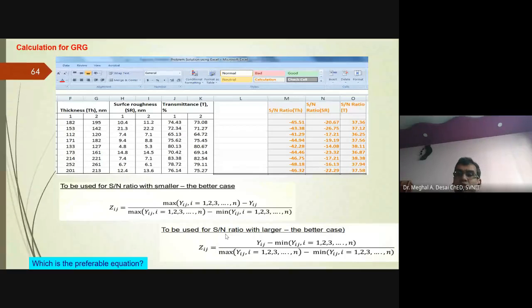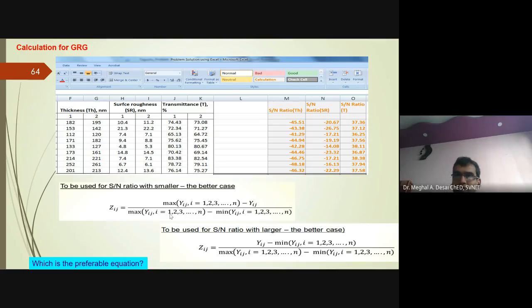But if you think logically, when you have found signal to noise ratio for minimization, you have changed the equation from 1 by y to y. So whatever your requirement was at the initial level, you have satisfied that. Now again, you go for that consideration that you have to minimize that particular problem. And if you use this equation, then what will happen? Two times you are using the smaller the better case. So there things can go wrong.